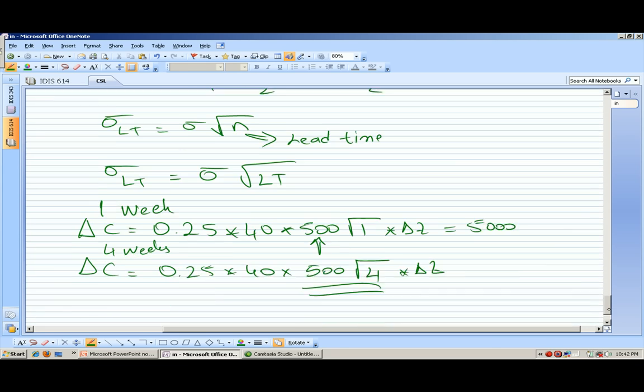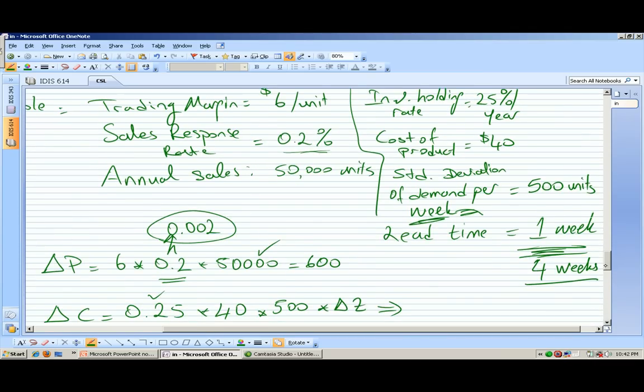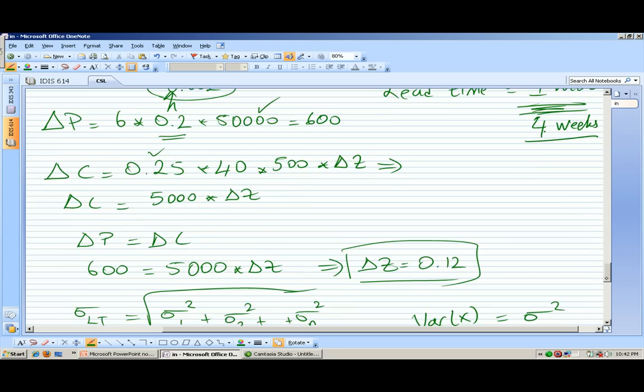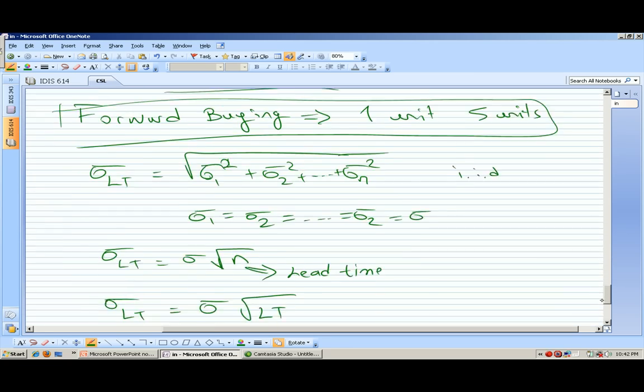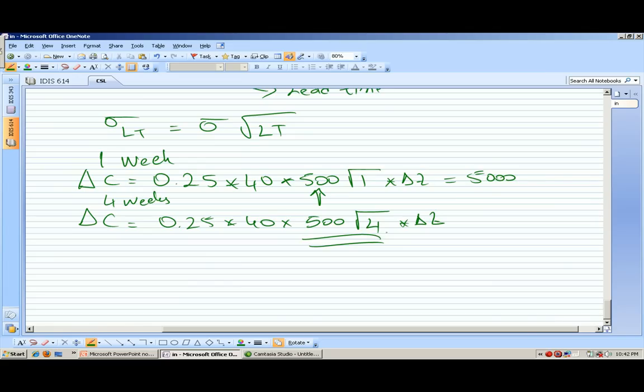Whatever my time unit is, my standard deviation of demand was given per week, and I have a lead time of 4 weeks. If this was a 2 week standard deviation, and if this was 4 weeks again, then it would be only 2 times 2, where I would add the square root of 2. I hope you guys are following. If you cannot, just send me an email or give me a call. We will go over this again.